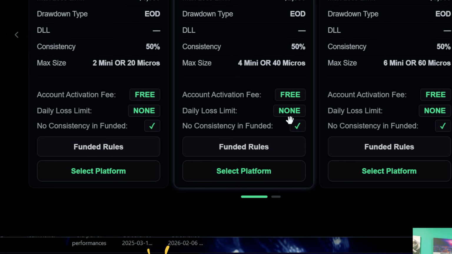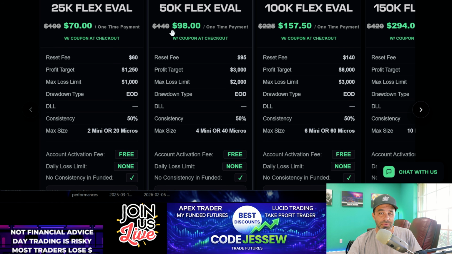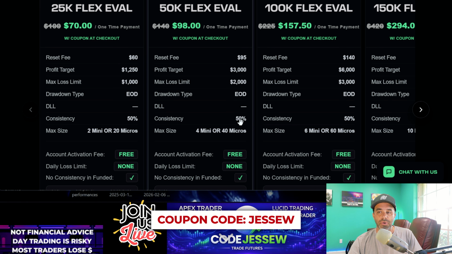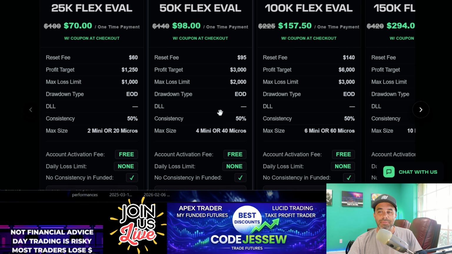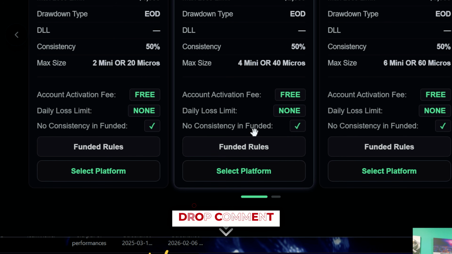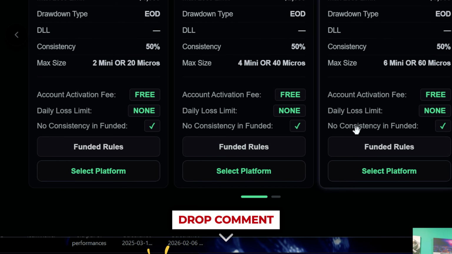Daily loss limit, there is none, and there's no consistency in the funded stage, so you can pass this account theoretically in 2 days. I wouldn't suggest you try to do that on purpose, but you could, go for it if you wanted to, because you got a 50% consistency rule. That means you could bank $1,500 on day one, $1,500 on day two, bang, bang, you're done. And then you go to your sim funded with no consistency rule.